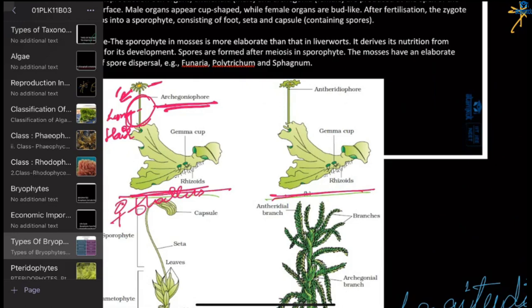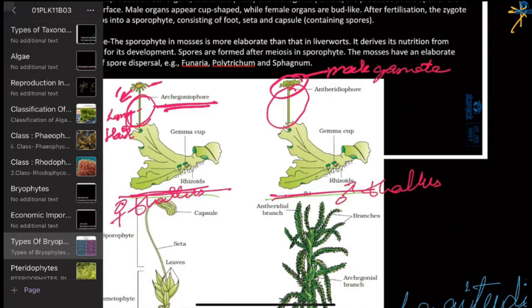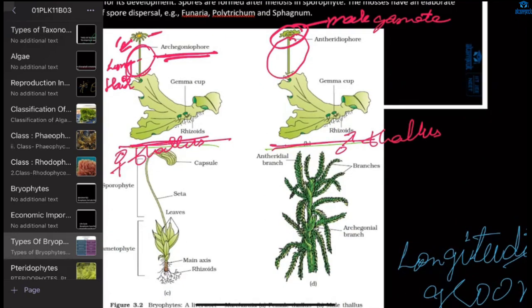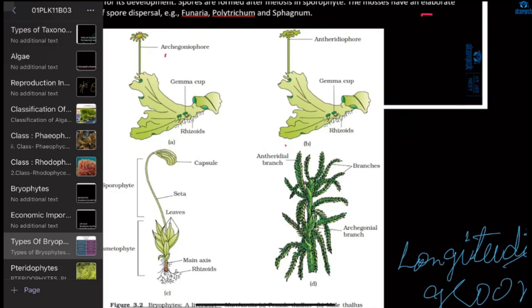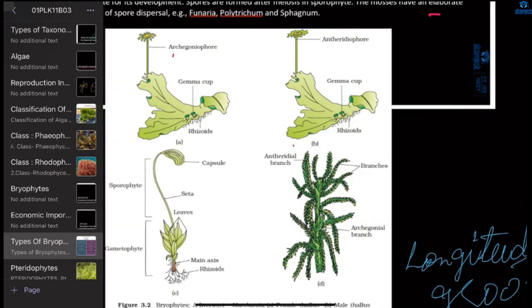And the one which has the stalk bearing the male gametes, this stalk will be the male thallus. Means this thallus will be called the male thallus. So there are two different sex distinctions visible: the one on which the male antheridium is found will be called the male thallus, and the one with archegonia will be called the female thallus. Okay, let me write once again very clearly. This one, with the gemma cup and archegonia, is the female one. This one is the female thallus and this one is the male thallus. And now this longitudinal groove is present, and the stalk bearing the archegonium.